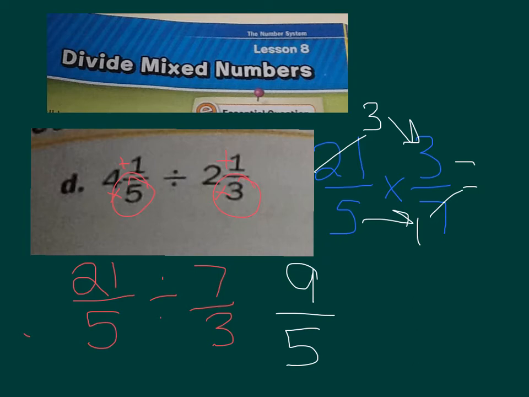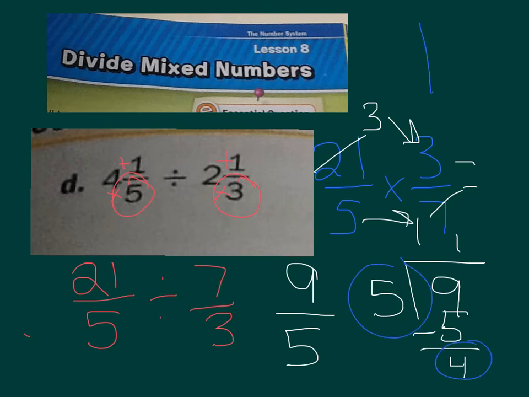My last step is to turn that improper fraction back into a mixed number. So that top number of 9 goes on the inside, and my 5 goes on the outside. 5 can go into 9 one time, and I'm subtracting 5 from 9, leaving me with a 4. So my answer is going to be 1 4/5.